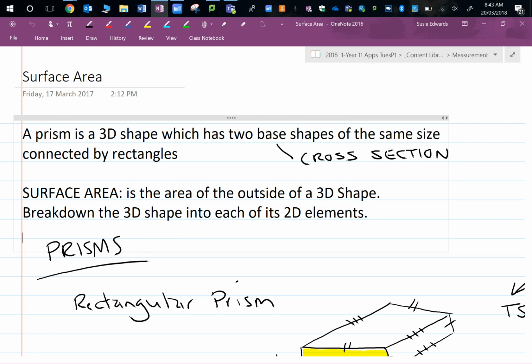Now, today we're going to look at surface area of a prism. I'll just wait for you to write it down and I'll explain what a prism is. A prism is a 3D shape which has two base shapes of the same size connected by rectangles. So today we're looking at the surface area of a prism. Now I've written there base shapes, which is also like a cross section. I'll explain what that means in a second.